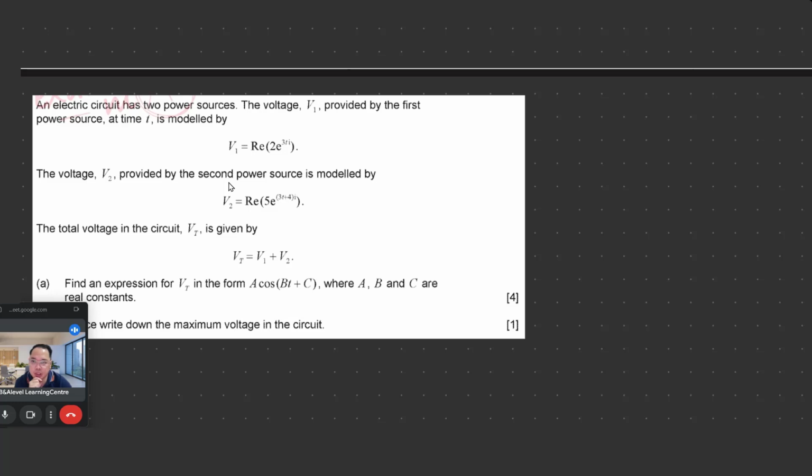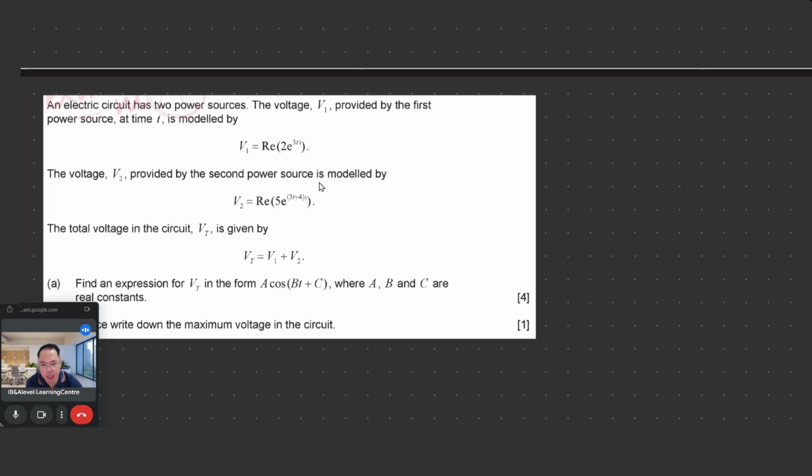This is question number 13 about complex numbers. An electric circuit has two power sources. The voltage V1 provided by the first power source at time t is modeled by V1 equals the real part of 2e^(3ti). The voltage V2 provided by the second power source is modeled by V2 equals the real part of 5e^((3t+4)i). The total voltage in the circuit Vt is given by the sum of V1 and V2.